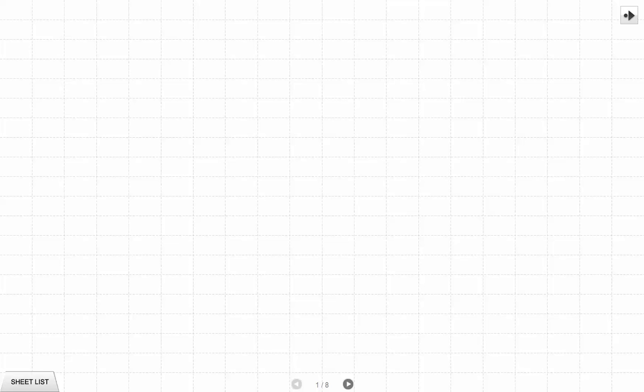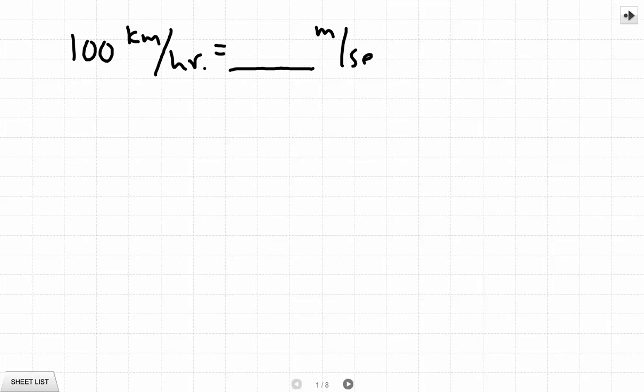Okay, so now we're going to take a unit of measurement that has a numerator and a denominator in it, and we are going to change the units in both the numerator and the denominator. So we're going to take 100 kilometers per hour, and what we want to do is convert it into some equivalent number of meters per second.